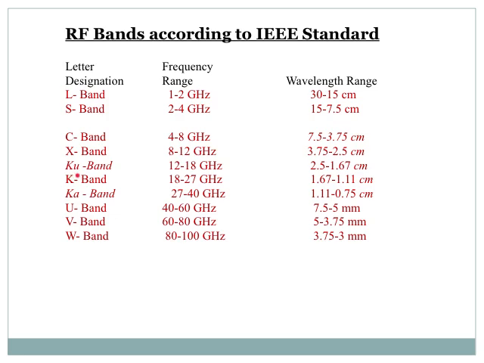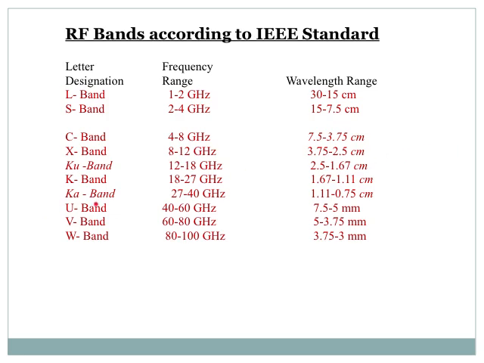Next comes the Ku band. For this, the frequency range is 12 to 18 gigahertz, and the wavelength range is 2.5 to 1.67 centimeter. Next comes the K band. For the K band, the frequency range is 18 to 27 gigahertz, and the wavelength range is 1.67 to 1.11 centimeter.